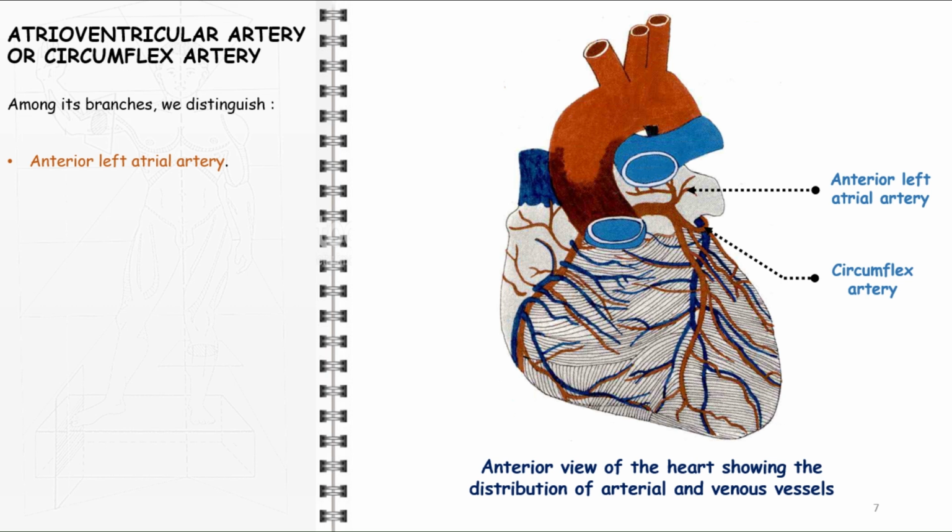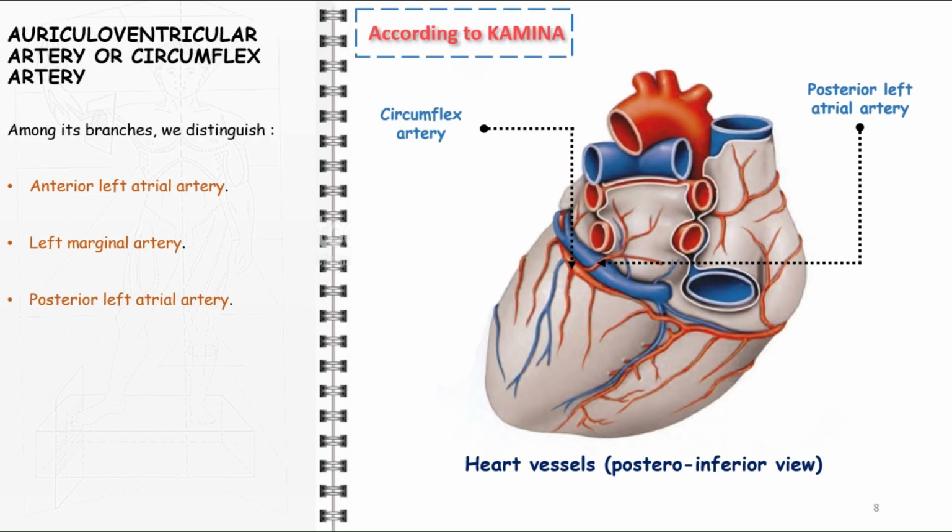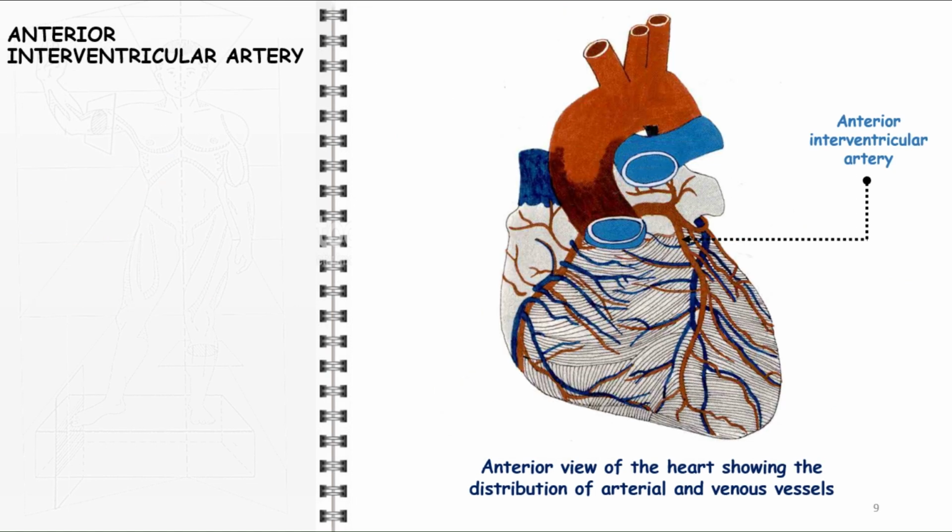interatrial septum, and the superomedial part of the right atrium. It supplies the Keith and Flack node, and gives off the left marginal artery, which descends along the left surface of the ventricle, and the posterior left atrial artery, which distributes to the posterior surface of the left atrium. Then there is the anterior interventricular artery, which travels along the anterior interventricular sulcus down to the apex of the heart, which it curves around to reach the posterior interventricular sulcus, where it anastomoses with the right coronary artery.